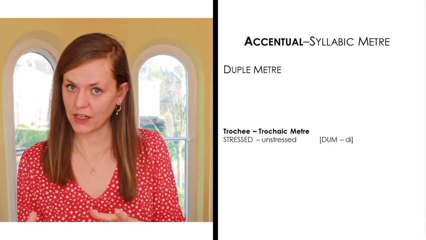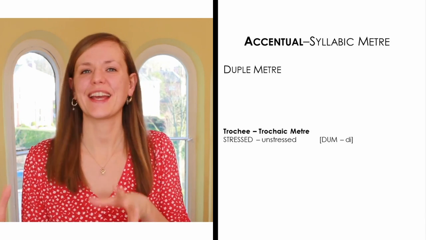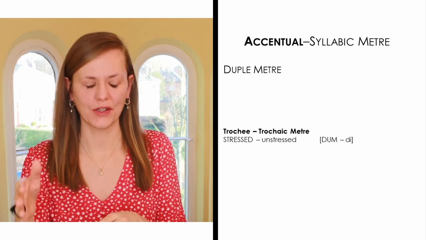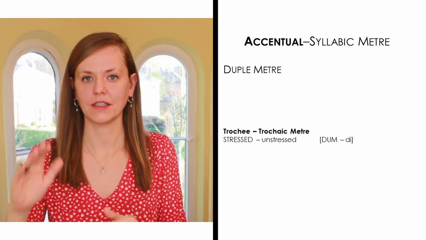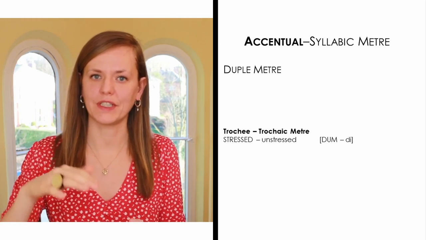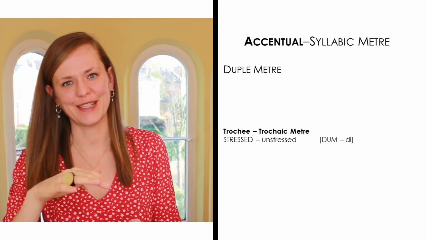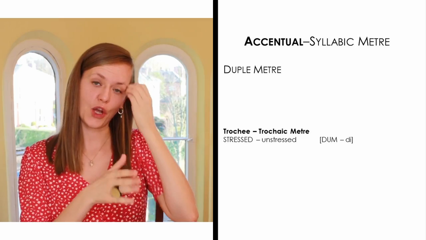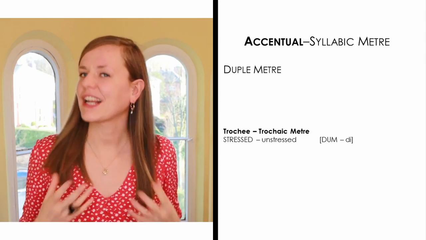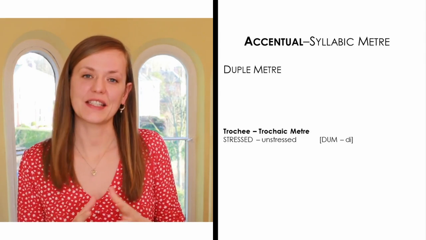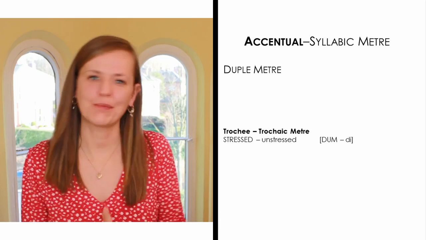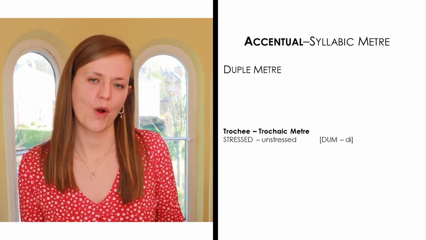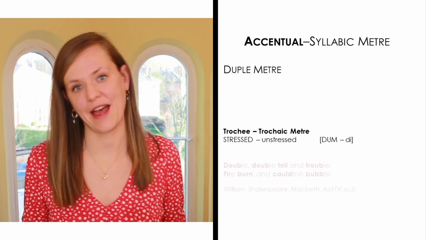A trochee, the opposite, is stress and then unstress, so DUM-de. Dum de dum de dum de. So you have the emphasis at the beginning of the metrical foot. A classic example is the witches' repeated spell chant from William Shakespeare's Macbeth.